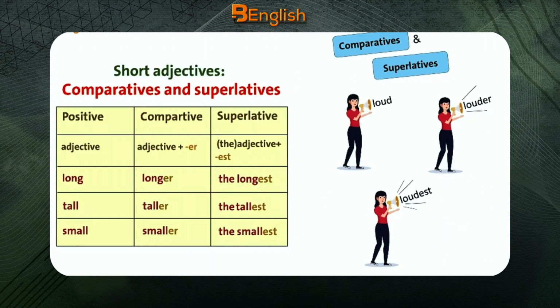Short adjectives, comparatives, and superlatives. So how do we make comparatives and superlatives with short adjectives? So the adjective long, we add ER in the comparative, longer. In the superlative, the longest. Tall, taller, the tallest. Small, smaller, the smallest.